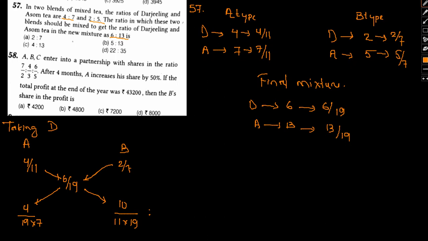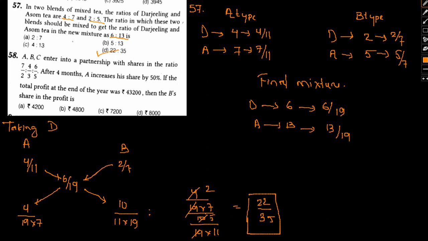If we take this ratio, we will have what we need, type A to type B. Further, we can write this as 4/(19×7) to 10/(19×11). So 19 and 19 get cancelled. 2 and 5 cancel, so this will be 22 by 35, which is our final answer. Option D. So I hope it is clear.